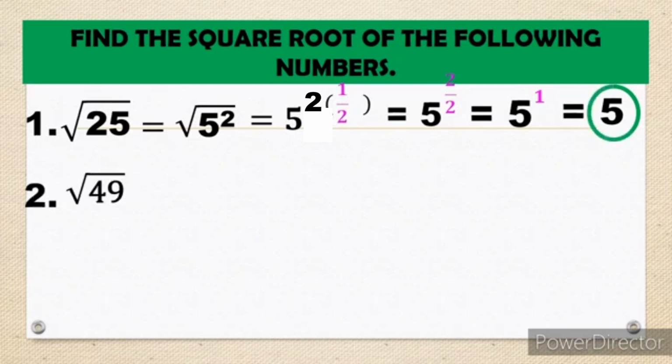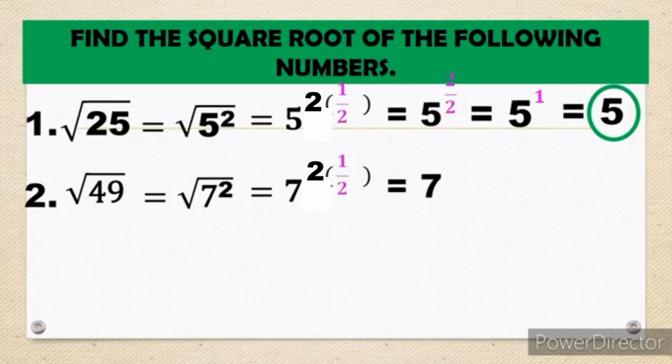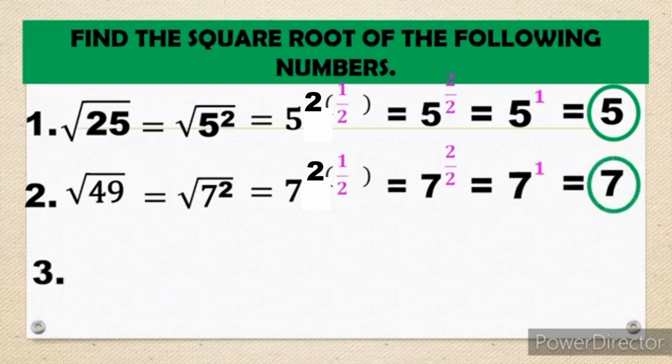That is how to find it. Next, the square root of 49 is equivalent to the square root of 7 squared. Since square root is equivalent to 1 half, you multiply by 1 half. So 7 squared times 1 half is 7 raised to 2 over 2. 2 divided by 2 is 1, so we have 7 raised to 1, and it is equal to 7.